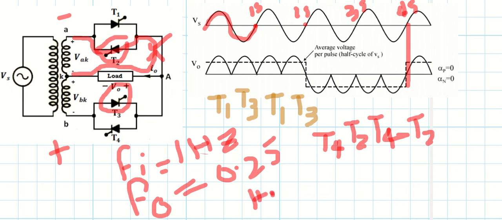Okay, so the frequency of the input is greater than the frequency of the output. So what is this? This is a step down cycloconverter.